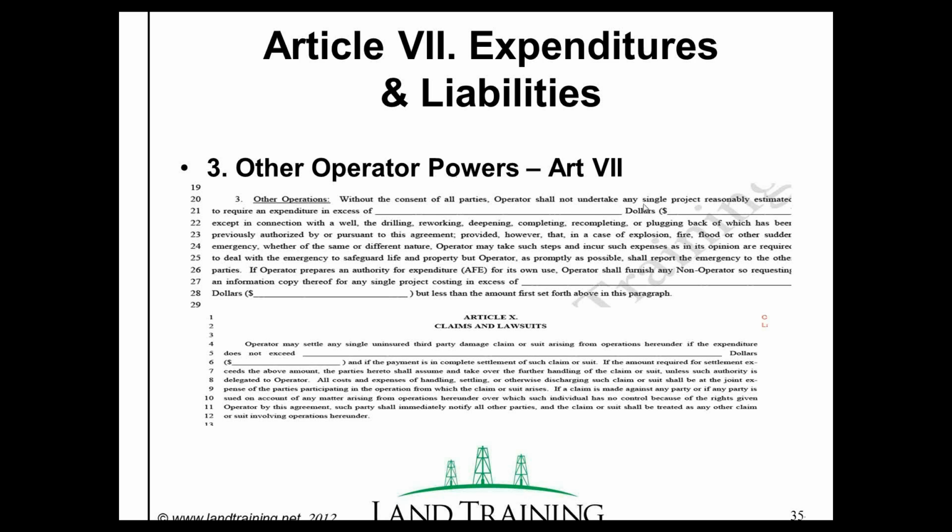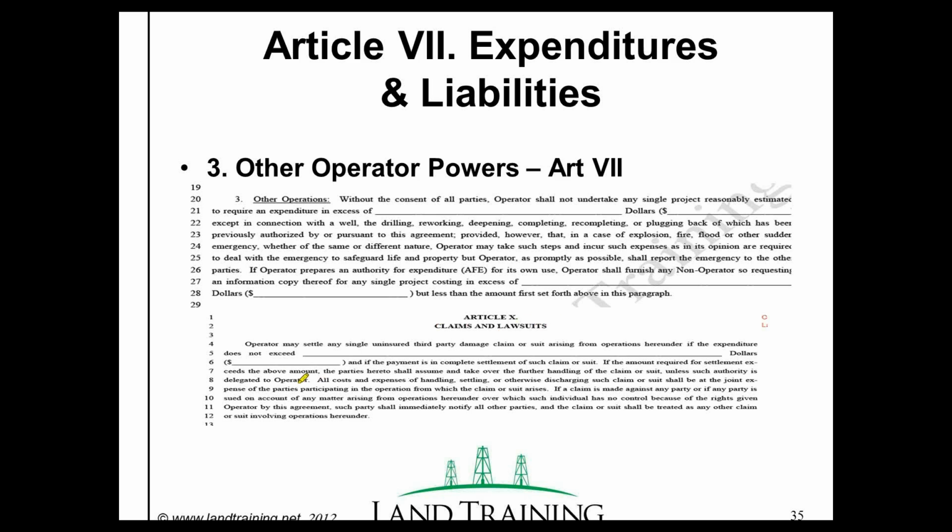But what it says is that the operator can undertake any single project. It gives them the authority to deepen or do something to the well as long as it's less than this certain amount. Maybe we'll put $10,000 here, okay? And anything above that amount, we've got to get permission from the other working interest owners.